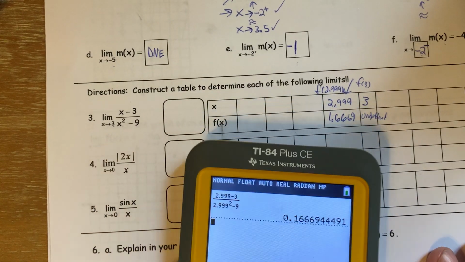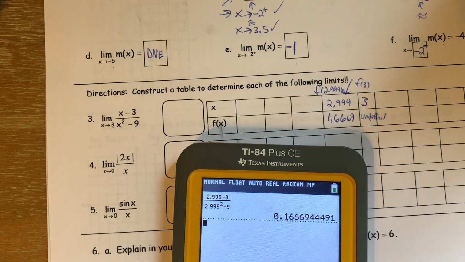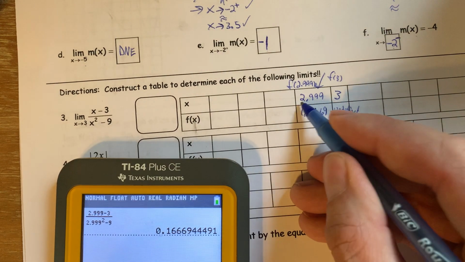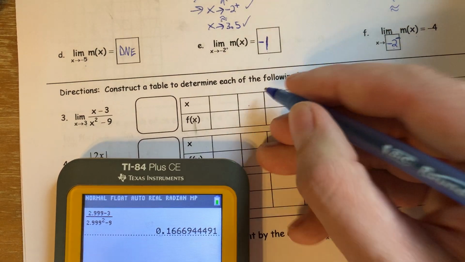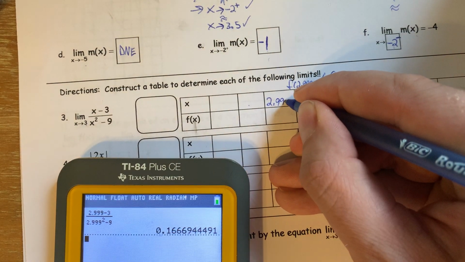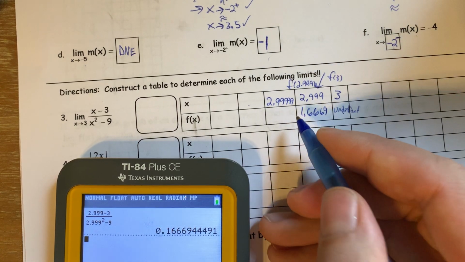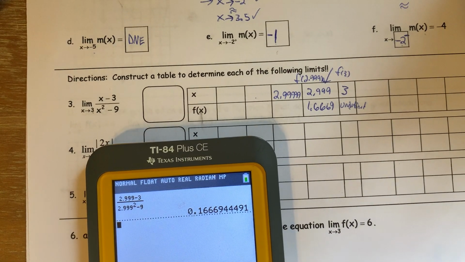1.669. And that's not exactly clear to me what's going on. And so I might want to do another one. In fact, this should have been over here, and then I could put another one to the left, but that's okay. We'll do 2.99999. I'll do 5 9s here. And this time I'll do a different calculator trick.